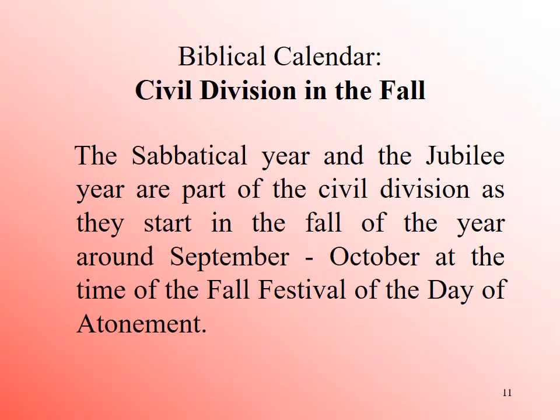The biblical calendar and the civil division in the fall. The sabbatical year and the jubilee year are part of the civil division as they start in the fall of the year around September-October at the time of the fall festival of the Day of Atonement.